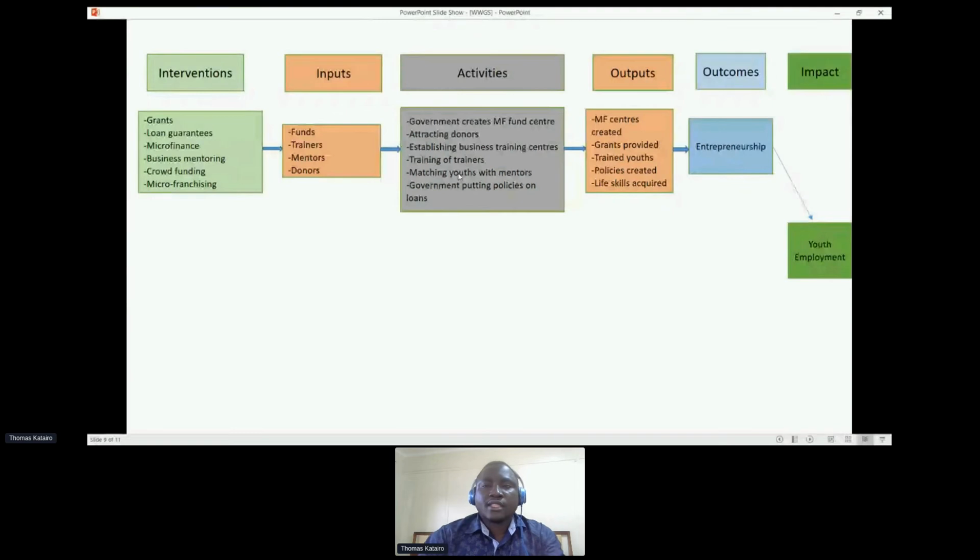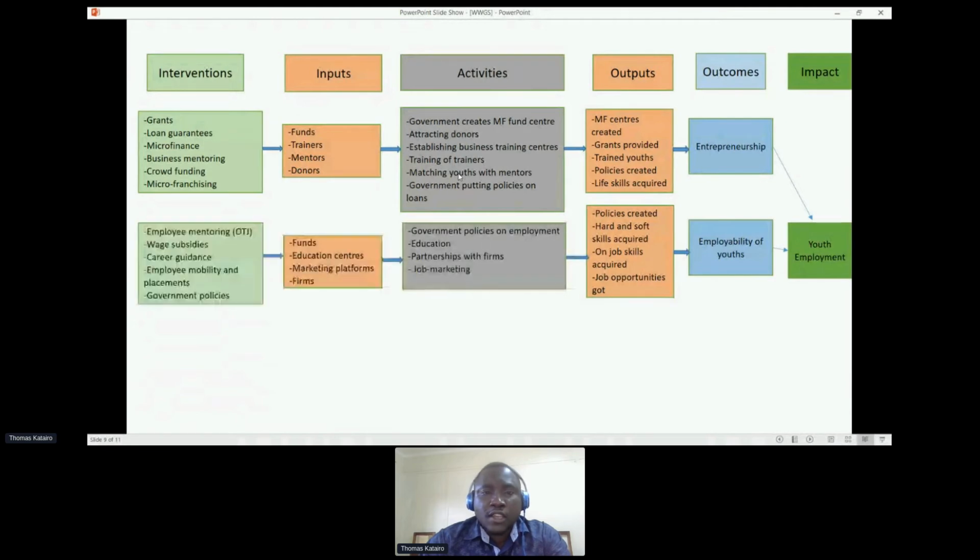So if you look at this line of theory of change, you're going to realize that the intervention here we are looking at is the grants, loan guarantees, microfinance, business mentorship, crowdfunding, and franchising. So another route we can look at that can lead to improving youth employment and the quality and the quantity is employability of youths. So this also has its own line of thinking. So in this case, the intervention you're looking at is employee mentoring, which is the on-the-job training, wage subsidies, career guidance, employee mobility, and placement.